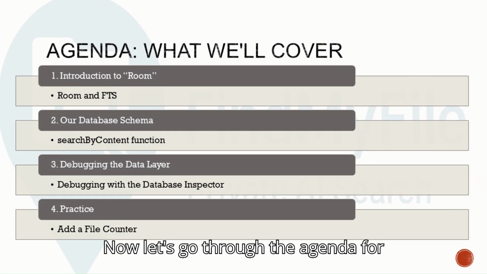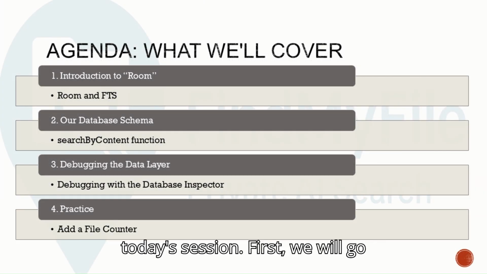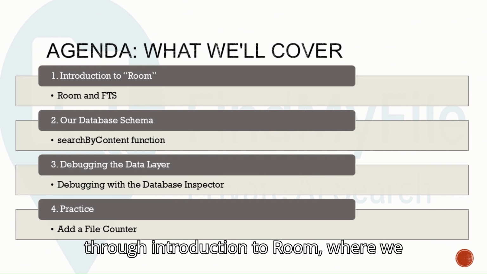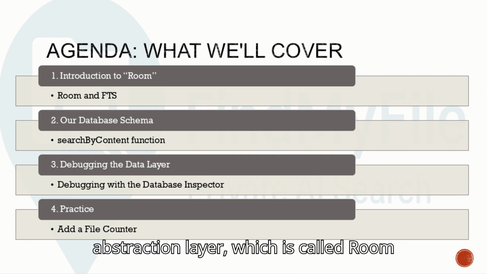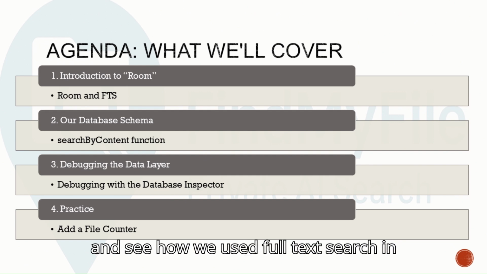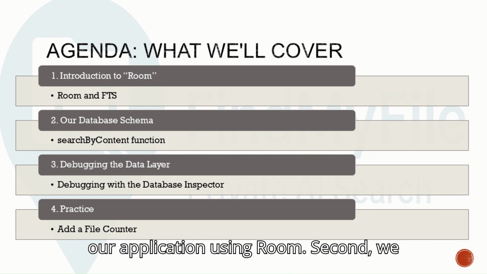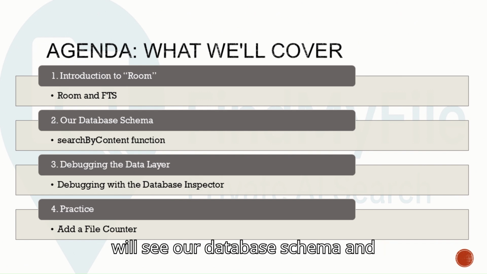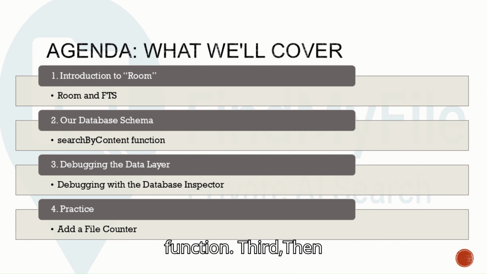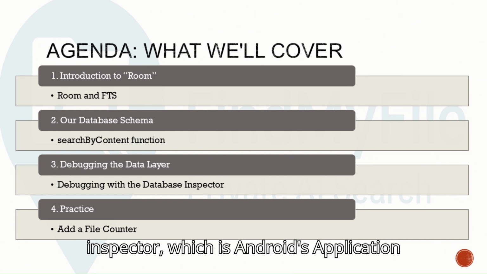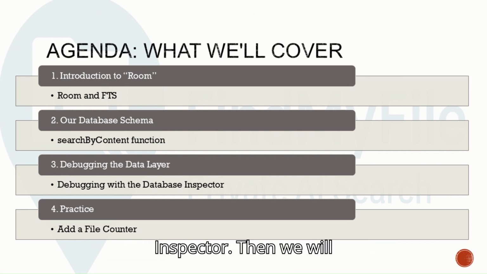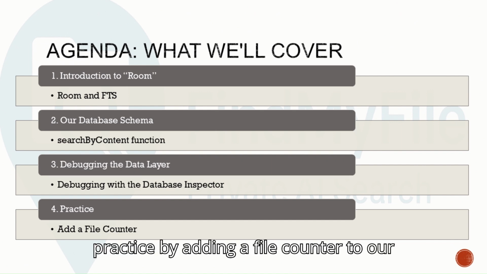Now let's go through the agenda for today's session. First, we will go through Introduction to Room, where we will understand usage of Android's abstraction layer, which is called Room, and see how we used full text search in our application using Room. Second, we will see our database schema and understand the search by content function. Third, we will learn debugging with the database inspector, which is Android's application inspector. Then we will practice by adding a file counter to our code.